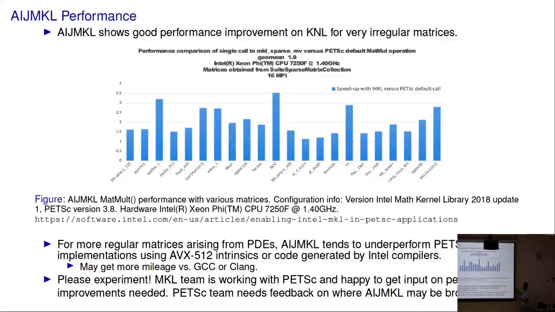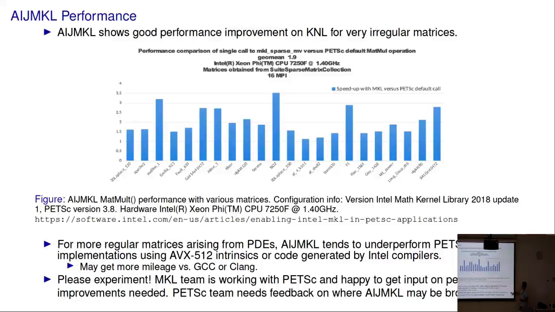For more regular matrices that arise from typical PDE discretizations, right now I find AIJ MKL tends to underperform PETSc's own implementations when we've used AVX-512 intrinsics, or when we're generating code using the Intel compilers. The GCC and Clang compilers do a lot worse than the Intel compilers, so you may get a fair amount of speedup sometimes if you're using those. But I encourage everybody to try these out.